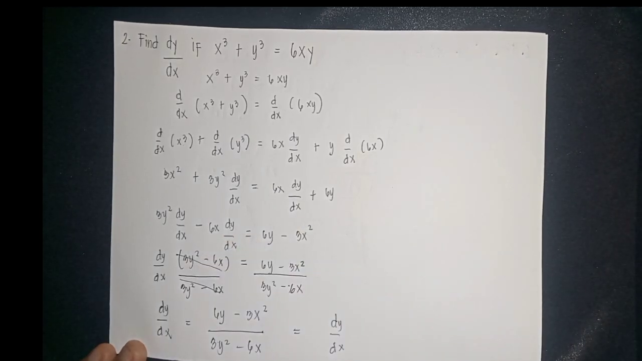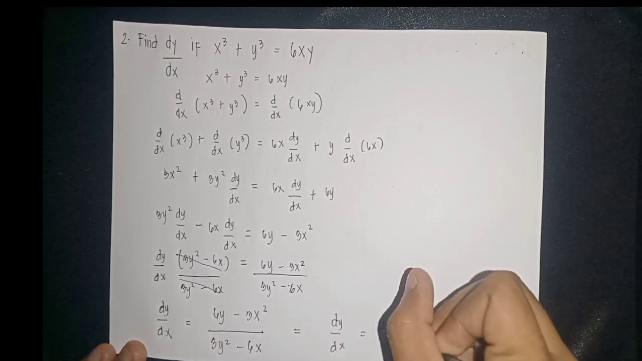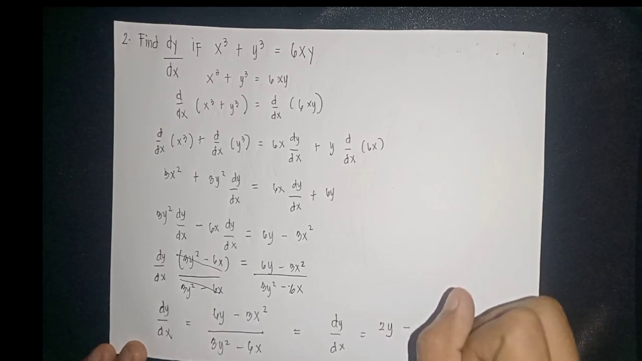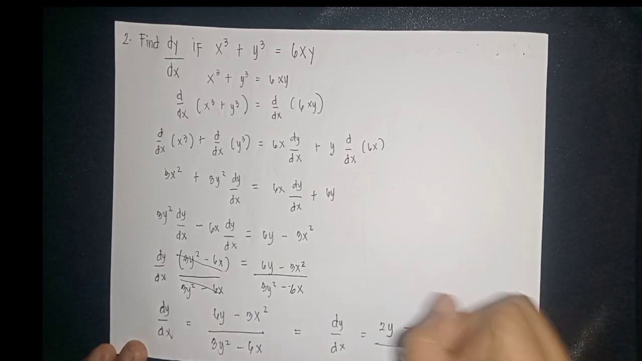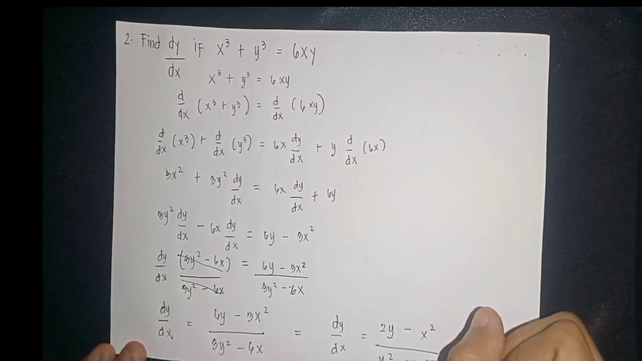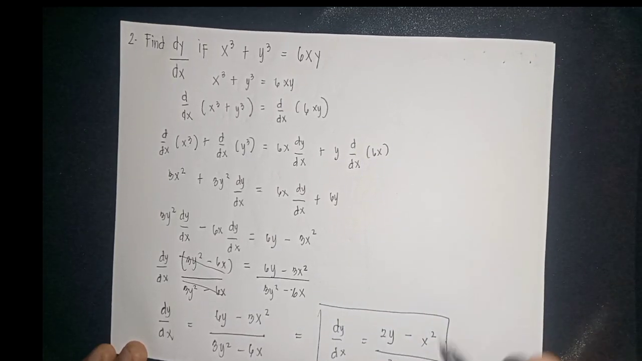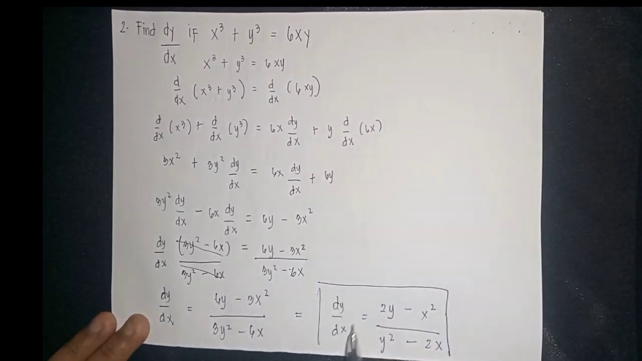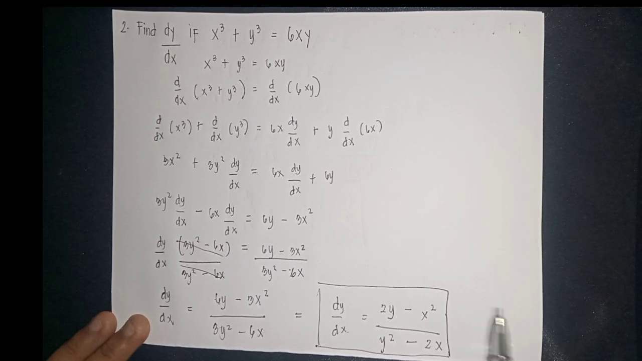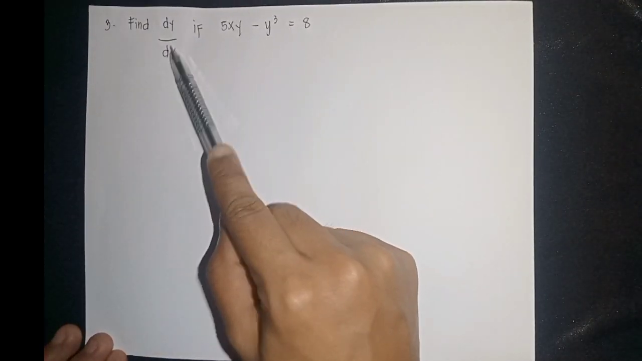So now we can cancel this 6 and it will become 2y, and then cancel this 3 and it will become x squared, all over, cancel the 3 here in the denominator, which will become 3y squared, cancel out the 6 and it will become 2x. So that's our final answer. So the derivative of y with respect to x is equal to 2y minus x squared all over y squared minus 2x.